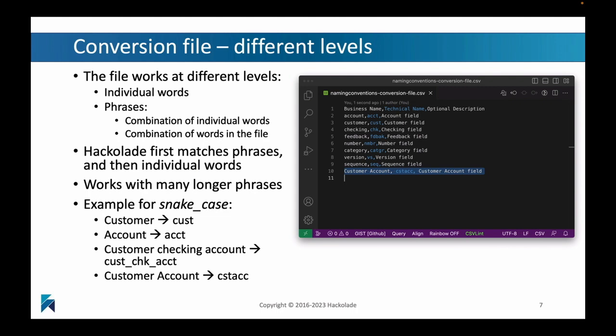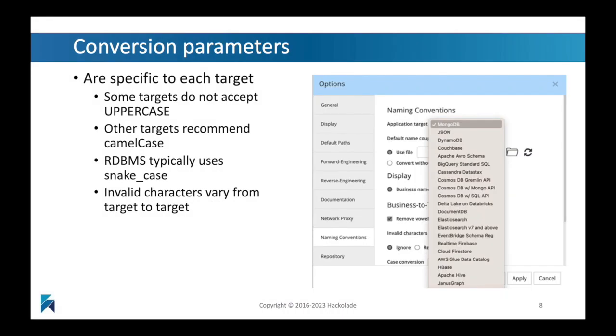Please also realize that the conversion file works at different levels, right? So we start with individual words, but then also matches for combinations of individual words or combinations of different words in the file, so phrases really. Hackolade first matches the phrases and then matches the individual words, which is a very powerful way of working and works with many longer phrases. Obviously, there's a good example here. It might mean that, for example, a customer and an account could get converted into a simple abbreviation, but that the customer checking account and the customer account would get a different type of conversion depending on the entry in the file. You should note that the conversion parameters that we have configured in the options pane are specific to each target, right? This is logical, right?